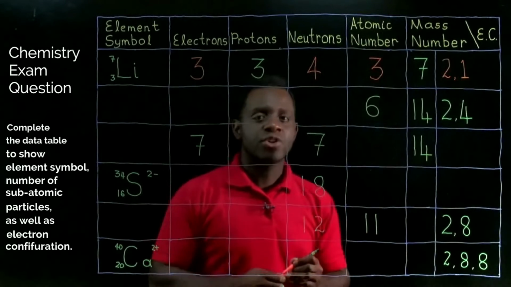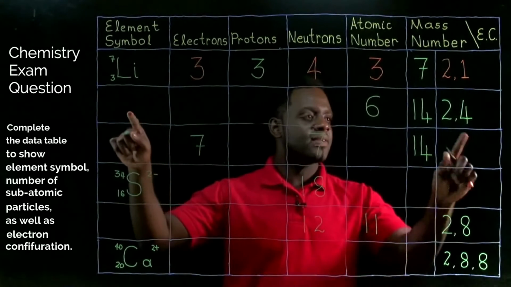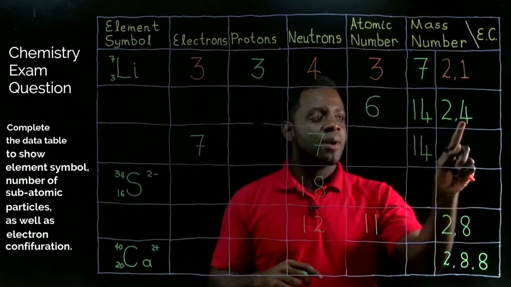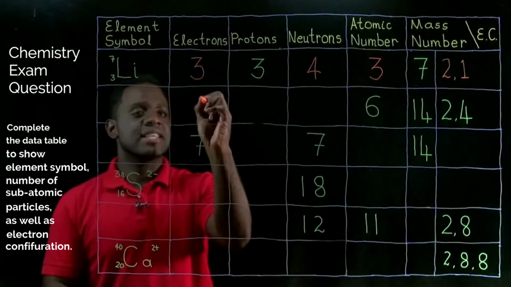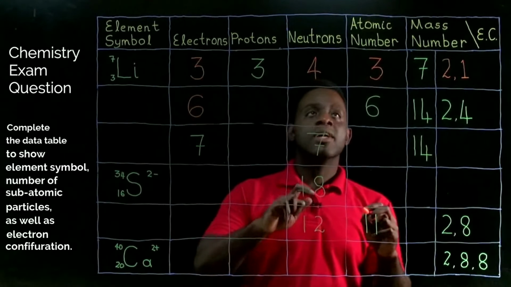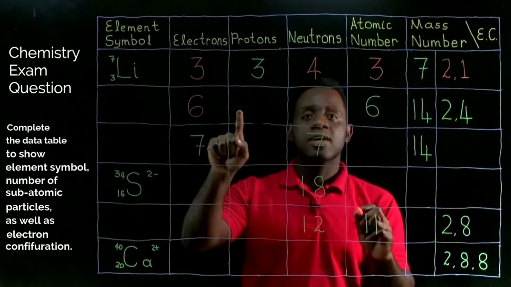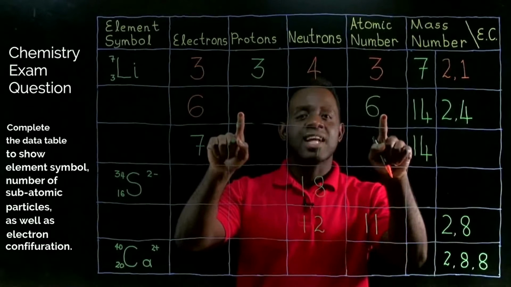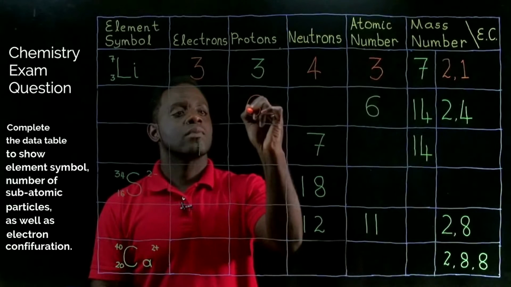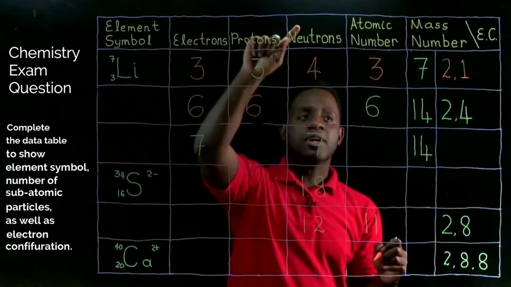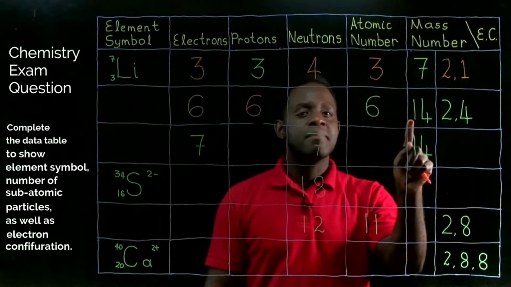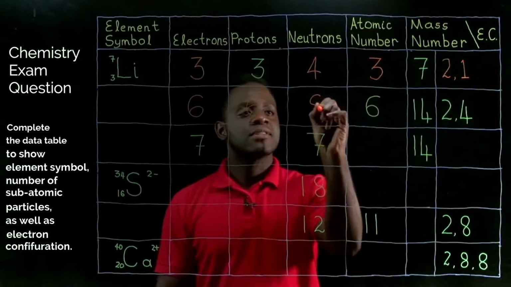Let's start from the electron configuration of the second element. That is 2, 4, which tells us that the total number of electrons is 6. We can also determine the number of protons because the number of protons is the atomic number, so that's also 6. We can also get the number of neutrons by quickly subtracting the atomic number from the mass number, and that gives us 8.